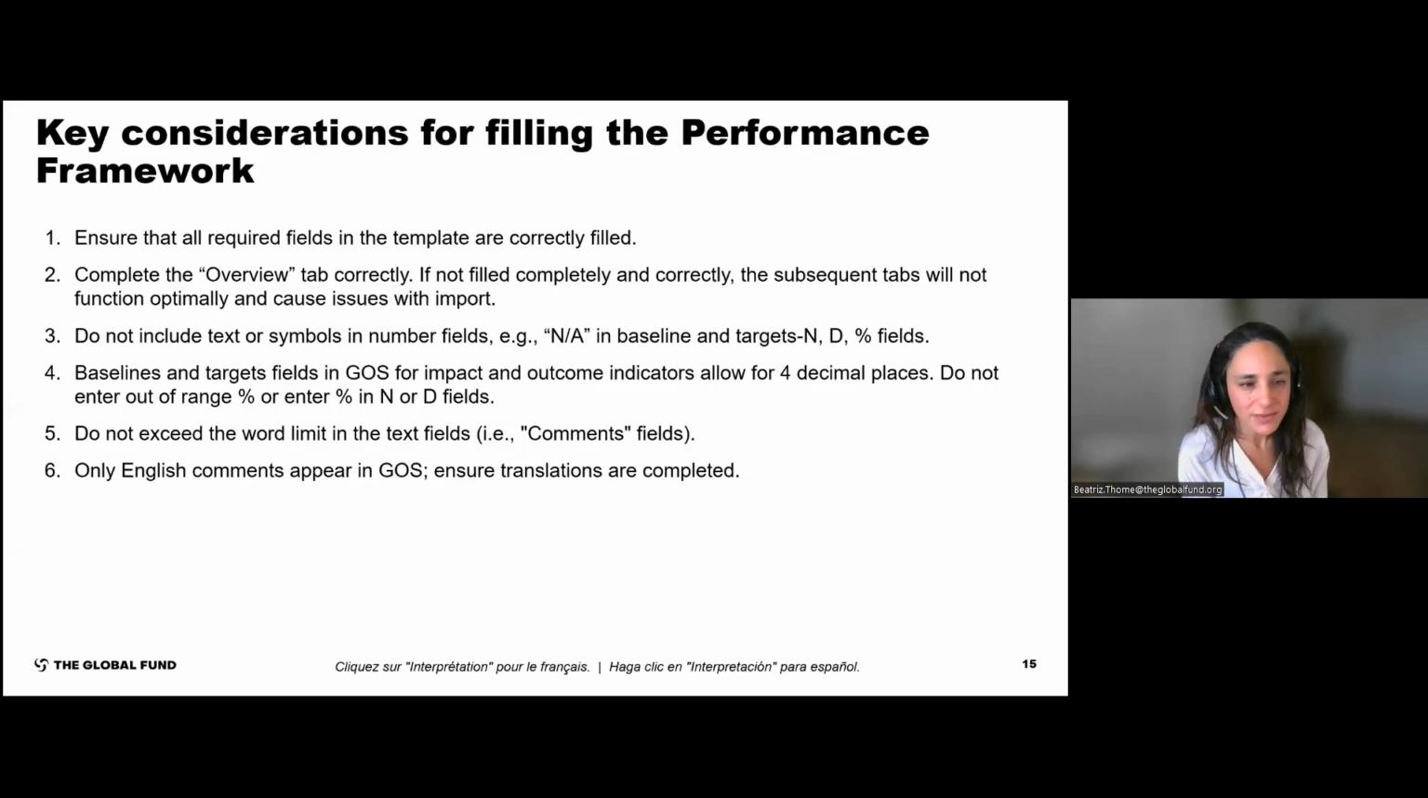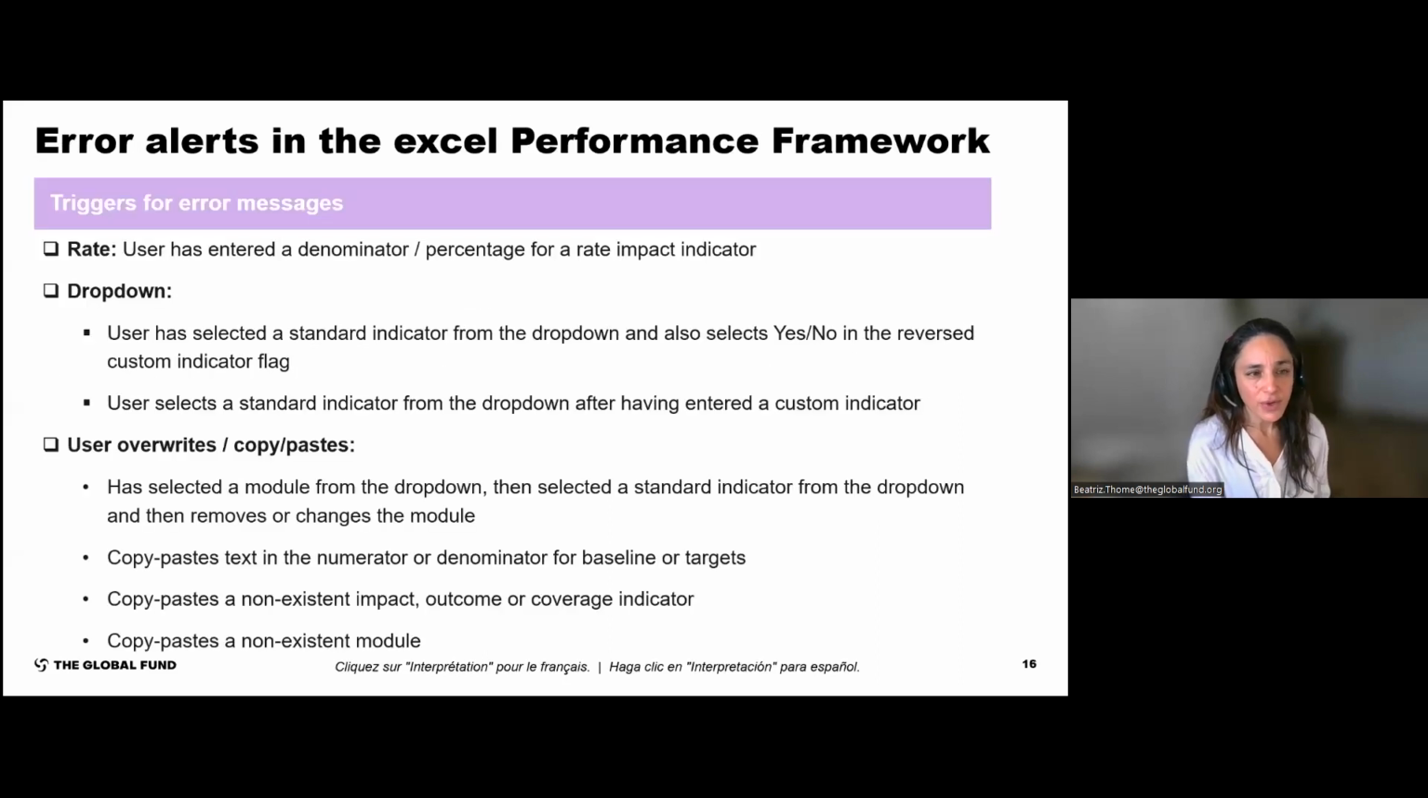Next slide, please. So a few error alerts that we'll have in this new performance framework file. Here we list a few of the triggers for the error messages to pop up. And in the following slide, we'll look at how the pop-ups will appear in the file. So for example, if it's a rate indicator where we should only add the numerator, if the user has entered a denominator or a percent for that type of indicator, this will trigger an error message.